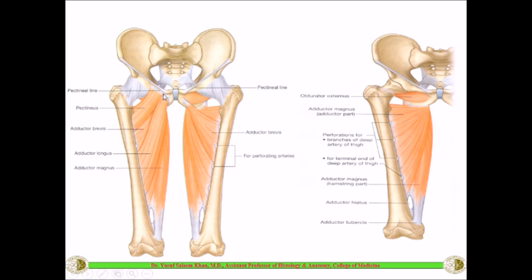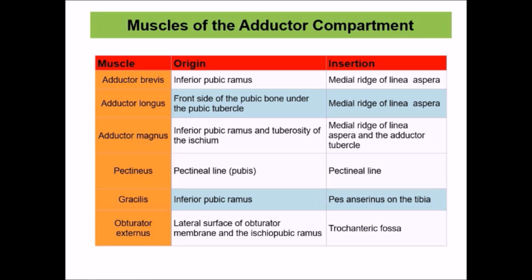So this muscle also gets inserted to the medial ridge of the linea aspera. This is the adductor longus muscle here. This is the adductor brevis and this is the longus. The adductor longus is in the front, and behind that is the adductor brevis. Then the third muscle, that is the adductor magnus.